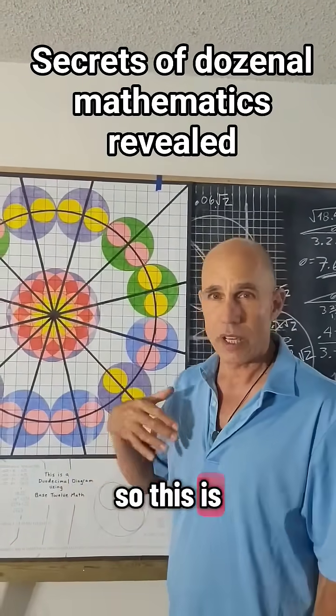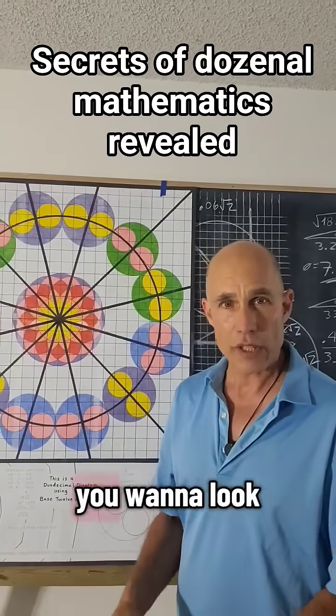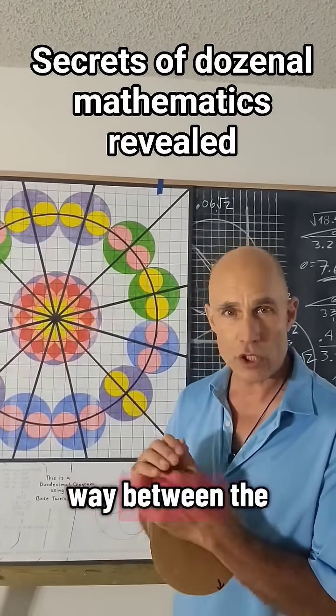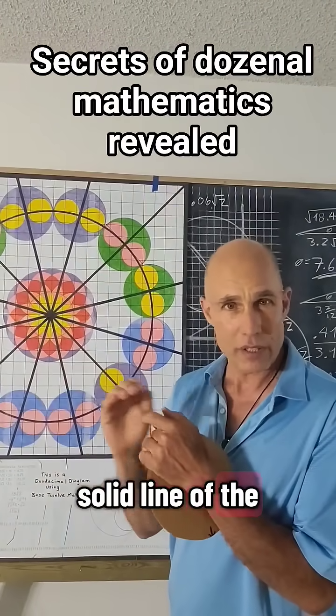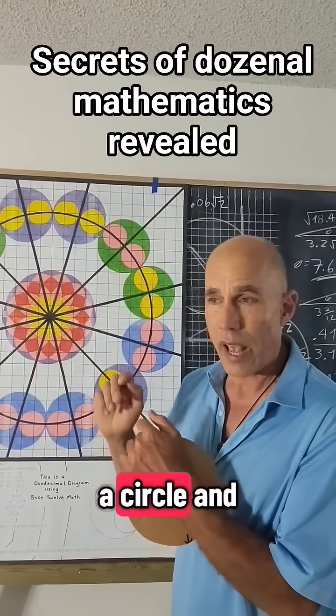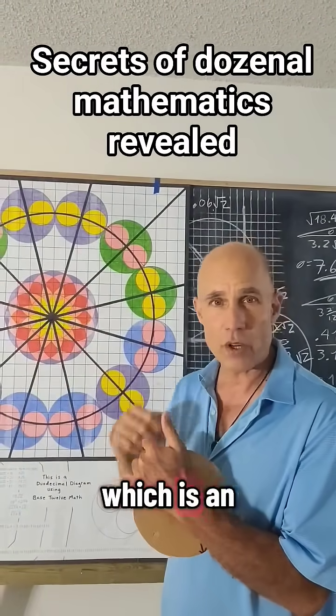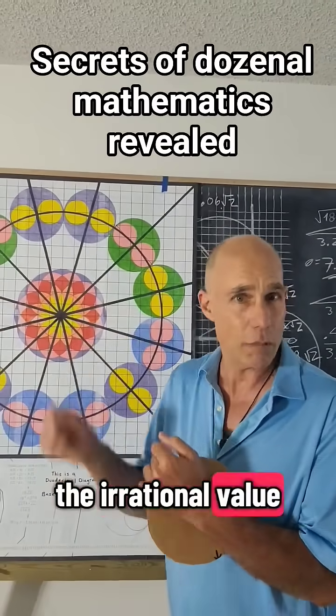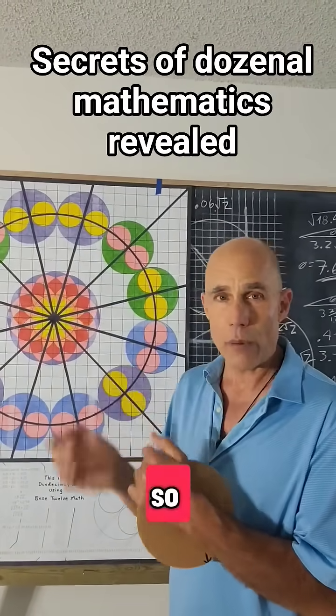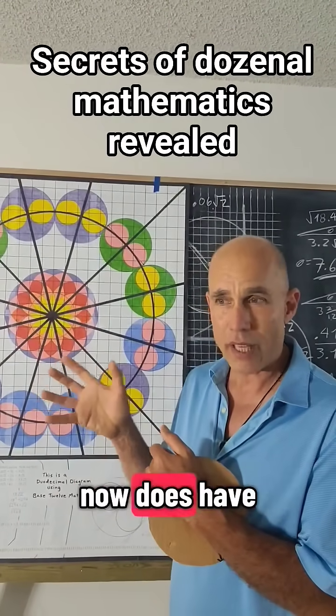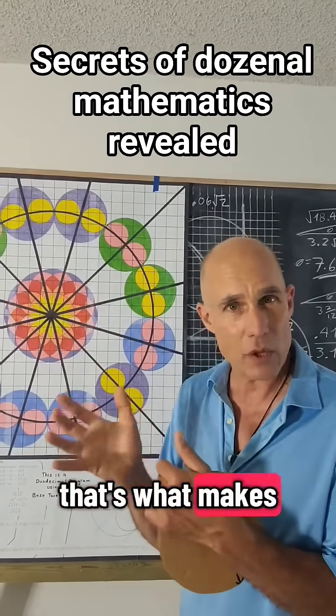So this is essentially the journey, if you want to look at it this way, between the solid line of the diameter of a circle and its circumference, which is an irrational number, the irrational value of pi. So we see that an irrational number now does have empty space within it. That's what makes it irrational.